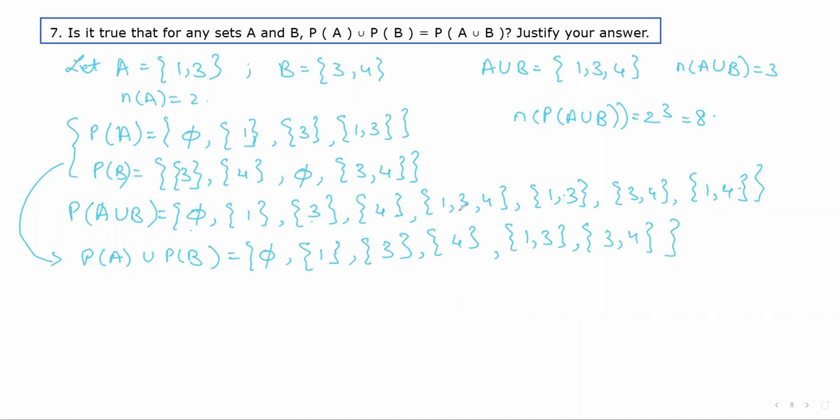So definitely there are 2 elements which are present in the power set of A union B, but which are not present in the power set of A united with the power set of B. This means your given statement is false. Power set of A union power set of B is not equal to power set of A union B. So with justification, we directly started solving with the help of an example, and the justification is valid.